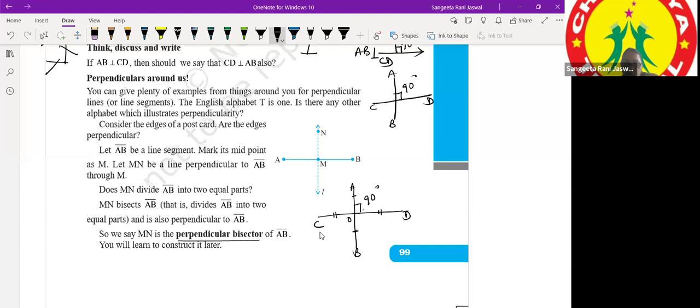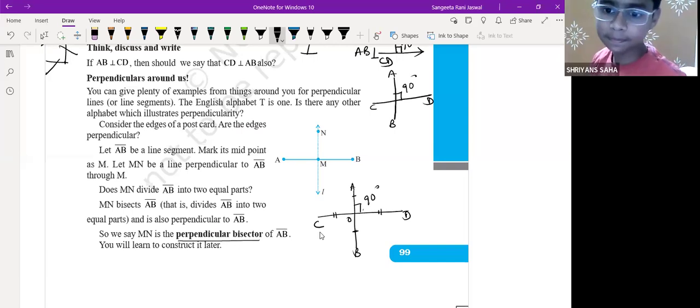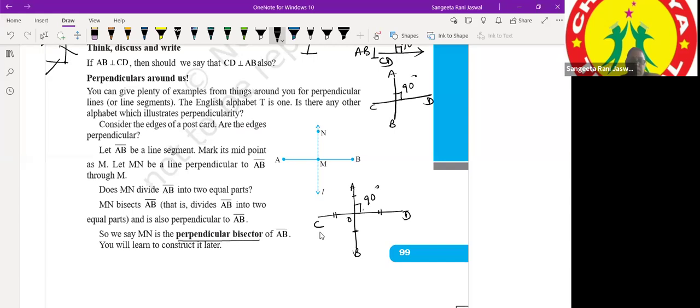Yes, children? Are you all understanding? Anyone has a doubt? So the difference between perpendicular and perpendicular bisector: bisector means bi means two. So that means making an angle of 90 degrees also and making it into two equal parts also. So that's perpendicular bisector.